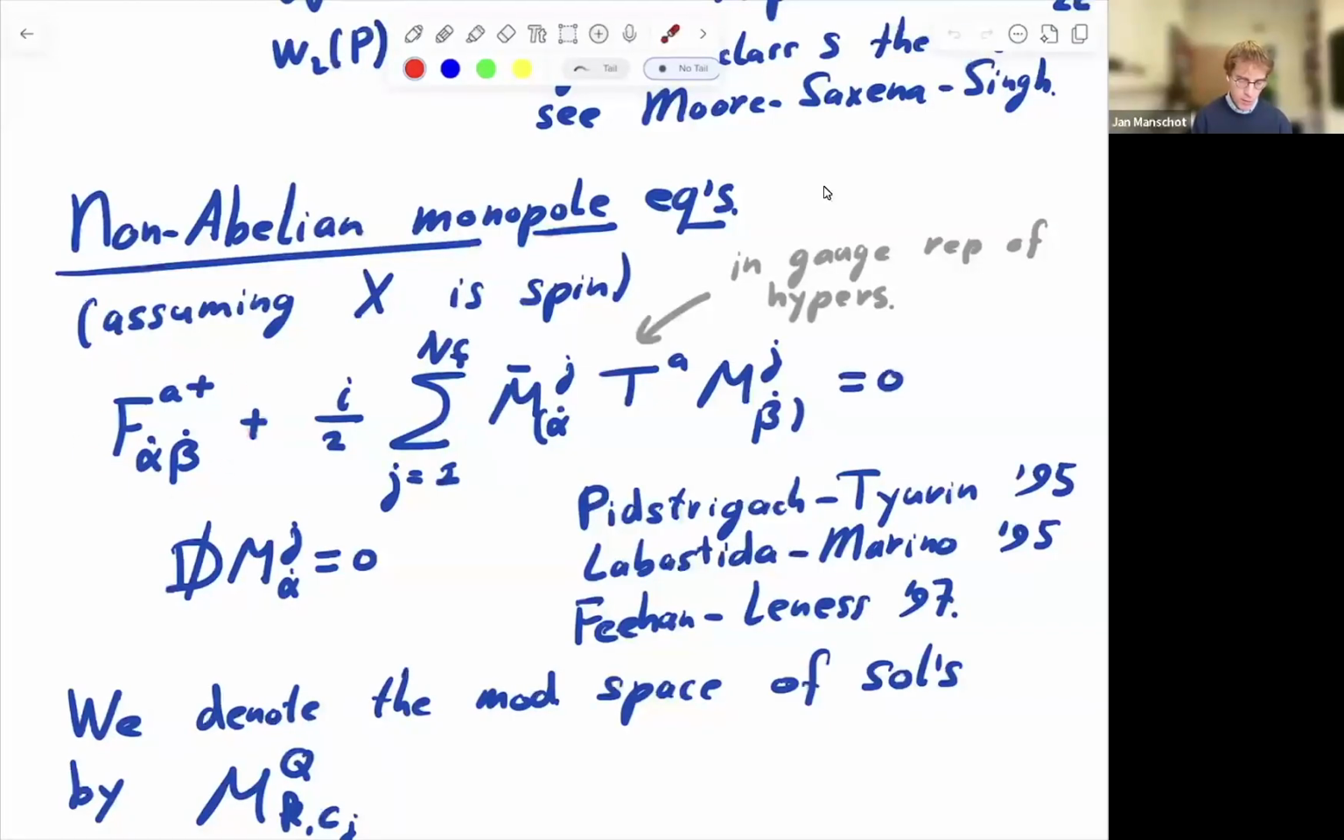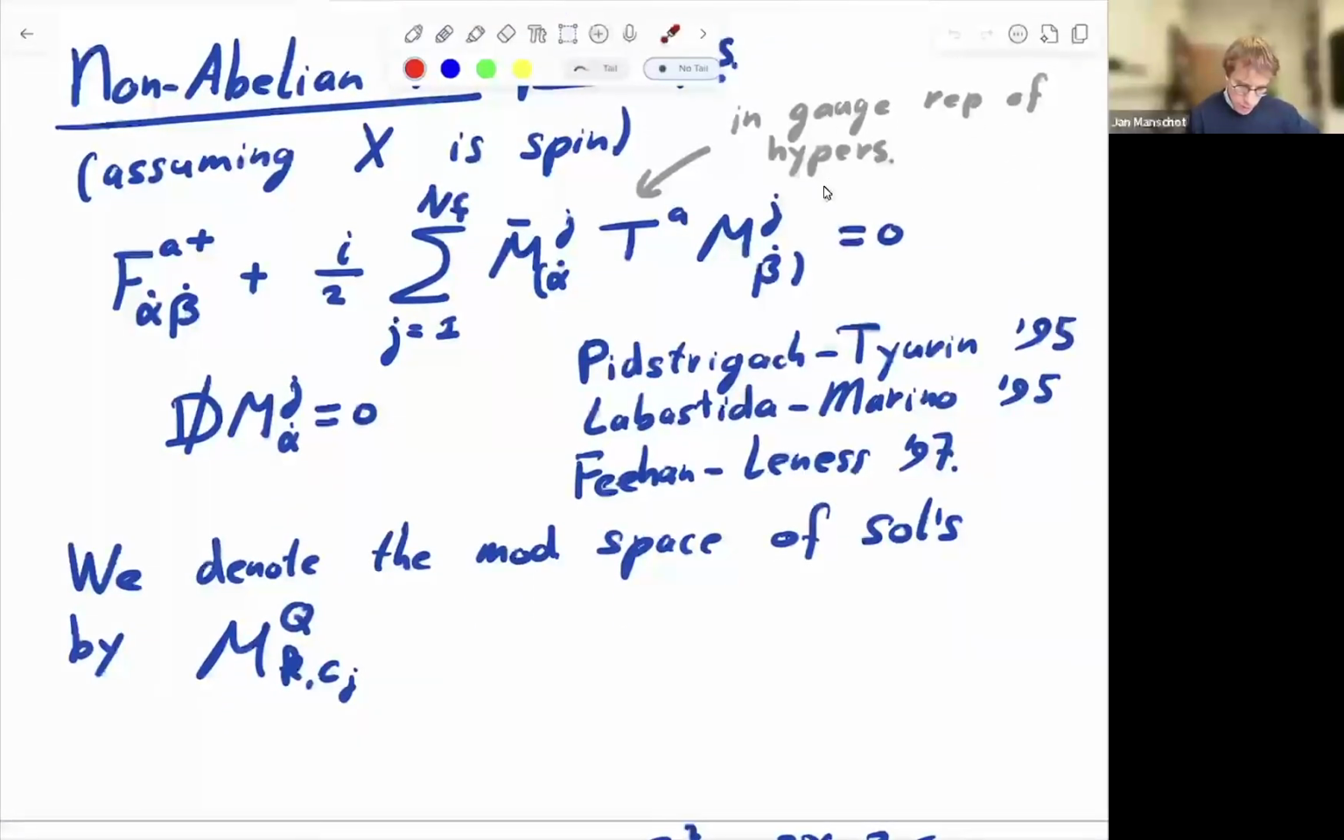We are not just looking at the moduli space of instantons F plus equal to 0, but now we have a second term in this equation, which is bilinear in the monopole fields M bar and M. And these spinors also satisfy the Dirac equation. I've just used the spinorial notation here, but again, on a non-spin manifold, we need to couple them to a non-trivial background flux. And we now denote the moduli spaces of these solutions by M_{Q,K,C_j}, or C_UV.